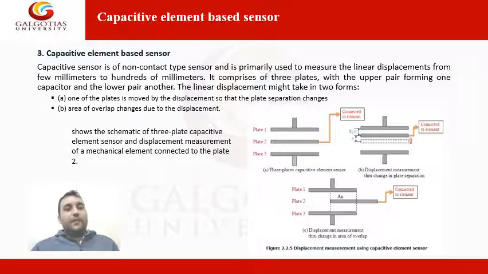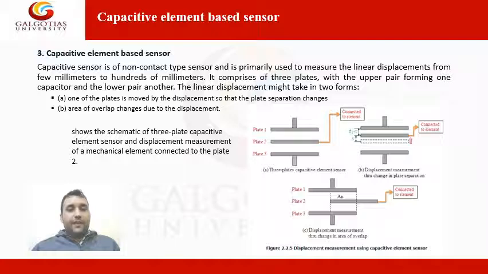Next are the capacitive element based sensors. The capacitive sensor is a non-contact type sensor and is primarily used to measure linear displacement from a few millimeters to hundreds of millimeters. It comprises three plates, with the upper pair forming one capacitor and the lower pair another. The linear displacement might take two forms. One is that one of the plates is moved by displacement so that the plate separation changes. Another is that the area of overlap changes due to displacement.